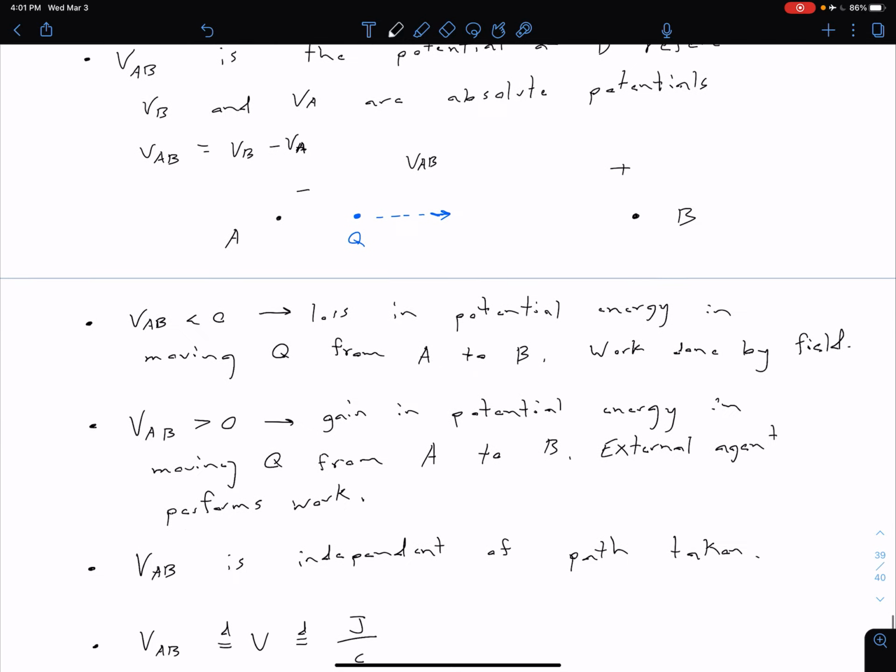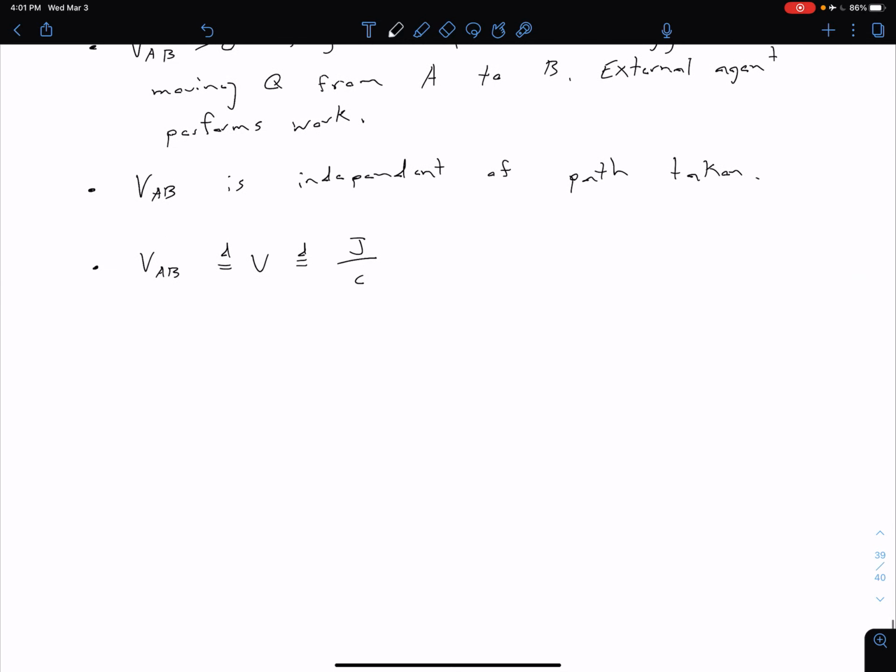So in the following videos, we're going to take a closer look at this potential equation. We're going to put it in some different forms. And which form we use is going to depend on what information we have available and what we're trying to find.